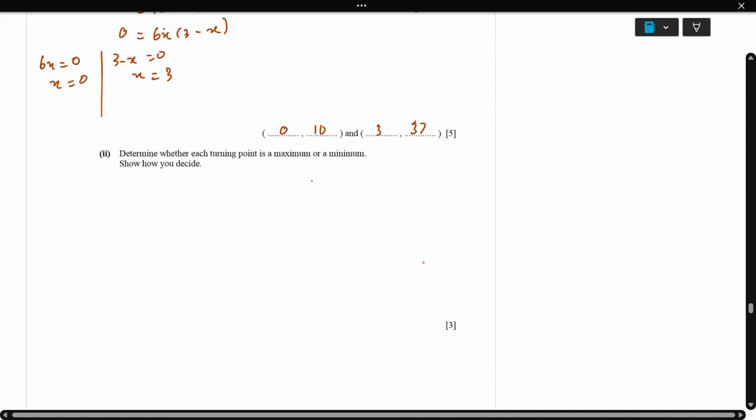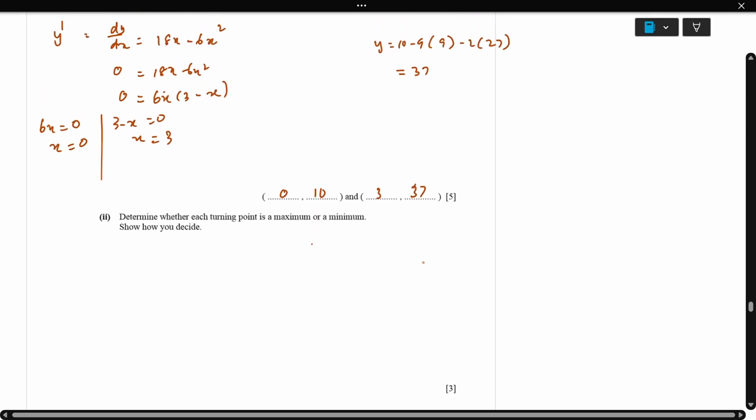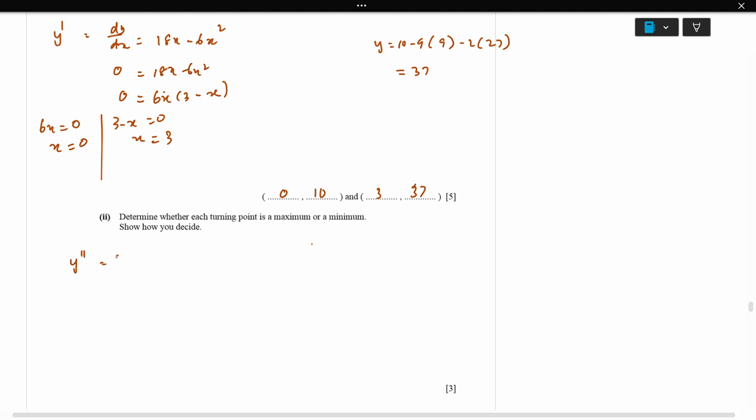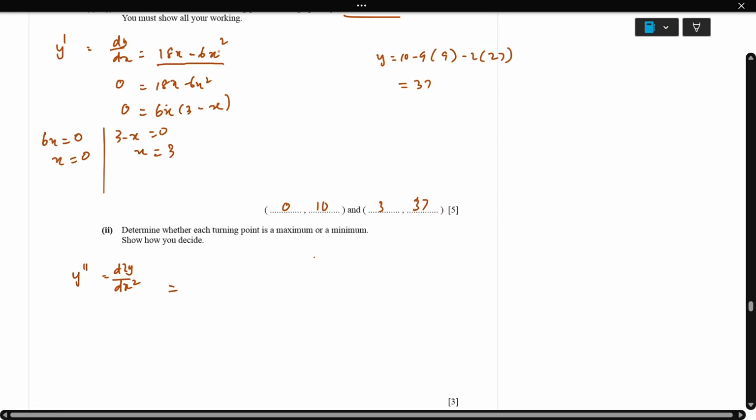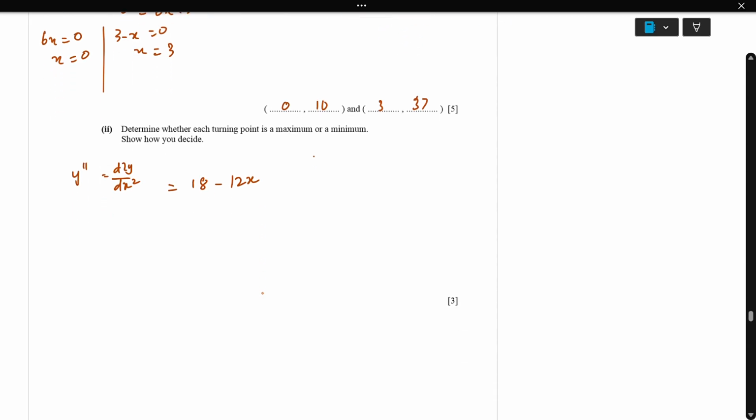Next, to determine whether each turning point is a maximum or minimum, we need to do y double dash. So d square y by dx square, both are the same, you can write y double dash or d square y by dx square, either one. This is the first derivative here, 18x minus 6x square. One more time when I differentiate, I'll get 18 minus 12x. So this is the double derivative. Here we need to put this x value.